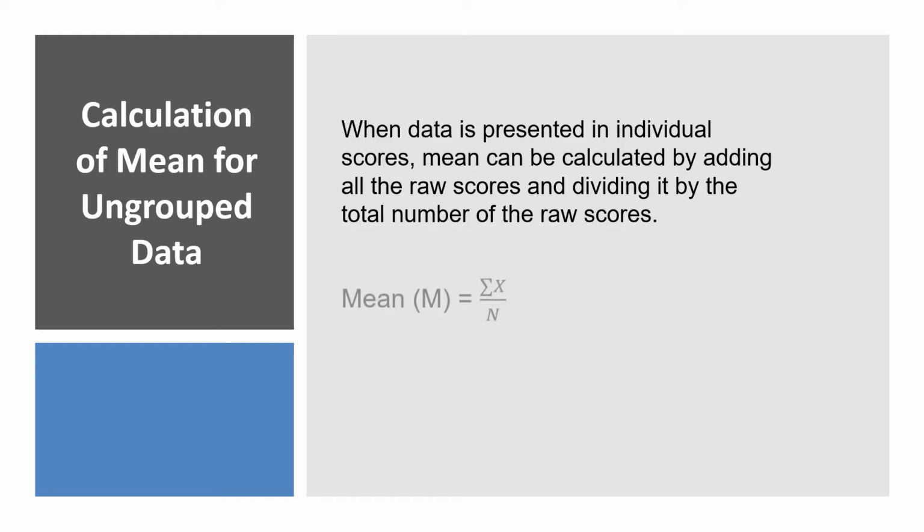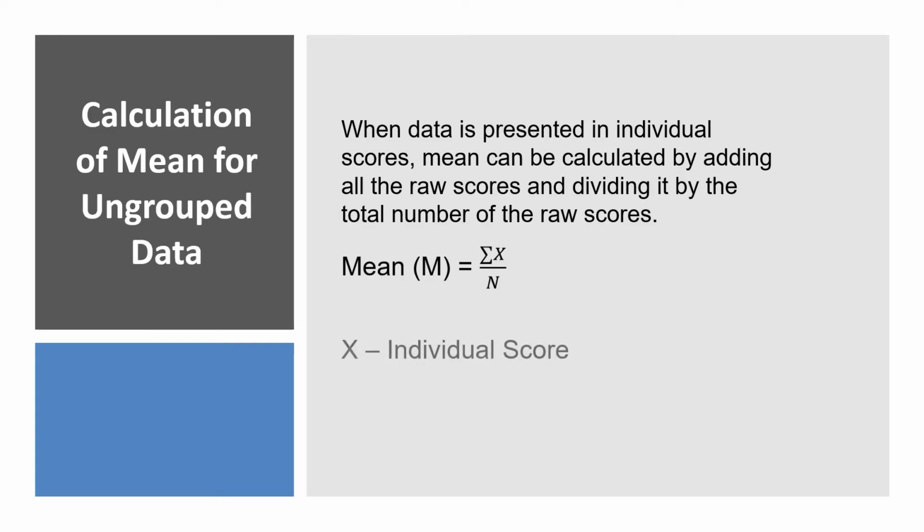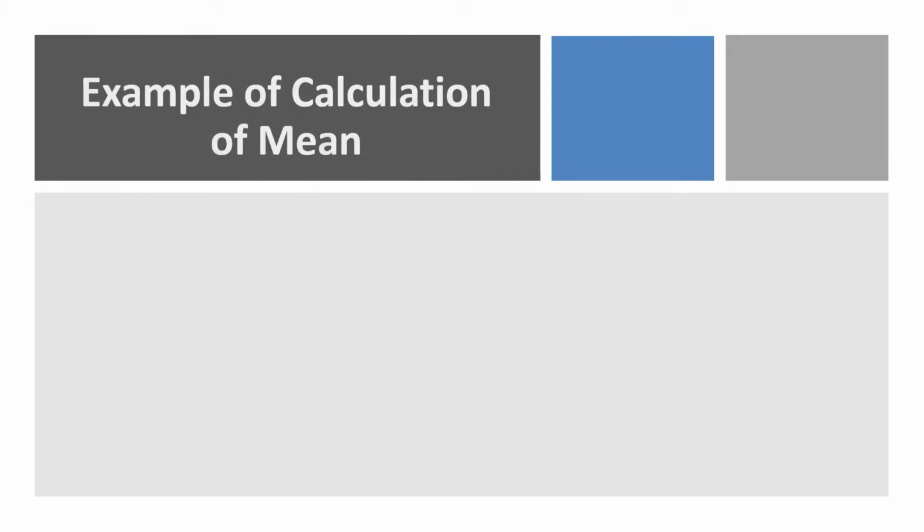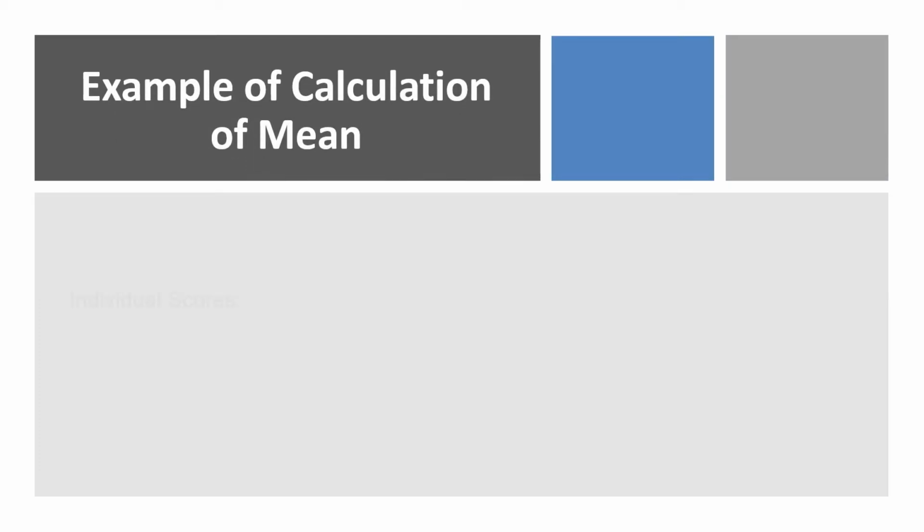Here you see the formula of mean: M = ΣX / N. This sign is the summation sign, meaning you have to add all the individual scores. X is the individual score and N is the total number of cases. This is the simple formula, very easy to understand. Let us go forward to calculate mean using an example.